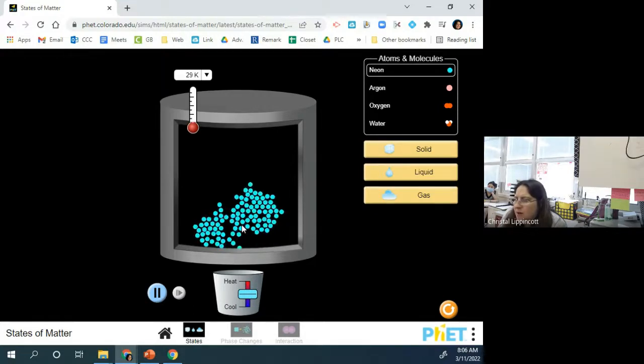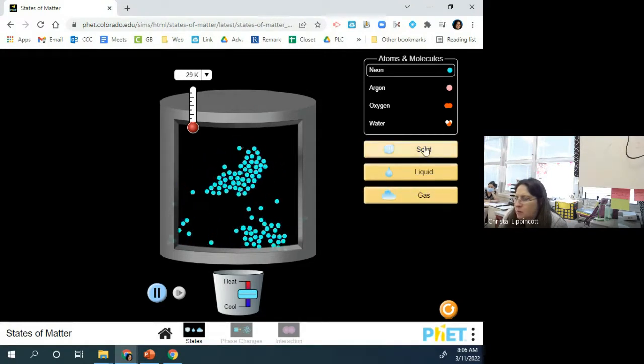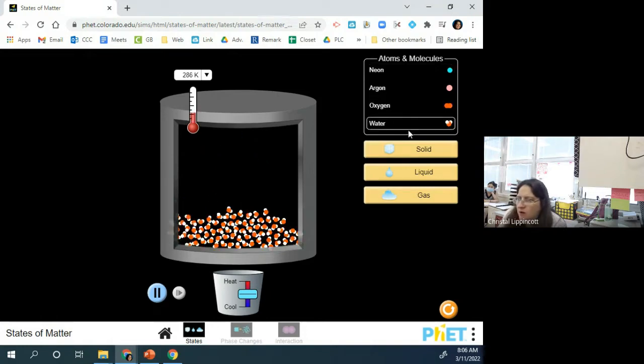It has some IMFs here. This is neon gas. So now some of it's forming a liquid because it's sliding past one another. Let me see if I can go to water here. That's going to make it a little bit easier to look at.